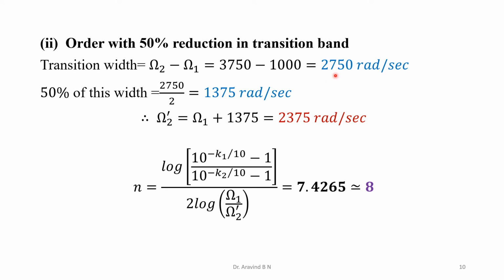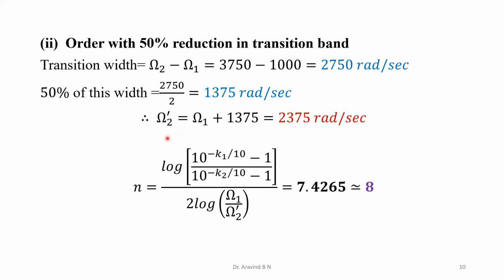They are asking to reduce this width by 50%. Therefore, divide this by 2. That has been done over here. We obtain 1375 radians per second. So this is now the new transition band we require, and at what order of the filter we are going to get this 50% reduced transition band, that we need to calculate.